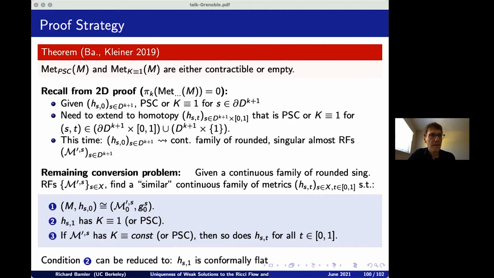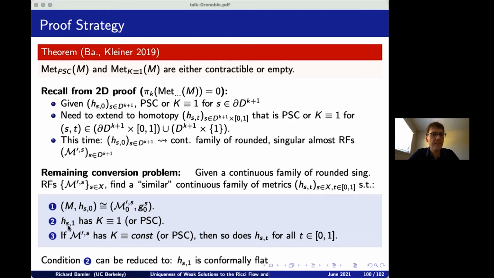It turns out that we can replace property 2 by the property that HST doesn't have constant curvature, but is only locally conformally flat. Why is that the case? Well, if our metric is locally conformally flat, then it's conformally equivalent to a constant curvature metric. And so if we're given a continuous family of metrics that are conformally equivalent to a constant curvature metric, there's an easy way of deforming these metrics just by changing the conformal factor to a constant curvature metric.